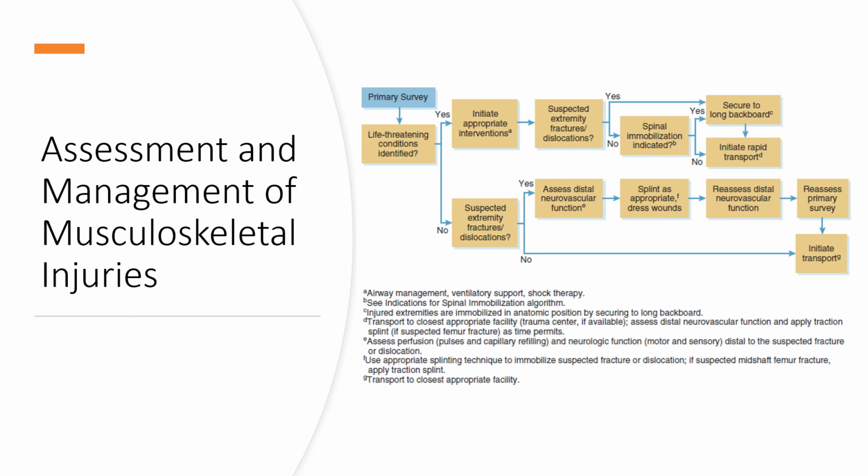So we've kind of gone over this in the past, but we'll go over it again. First, primary survey. You're going to do your ABCs, AVPU, primary survey, and then identify life-threatening problems. Once we identify the appropriate interventions, if we have any, now these are kind of almost the same. Suspected extremity fractures or dislocations, cool, assess. We secure them to the backboard and transport.